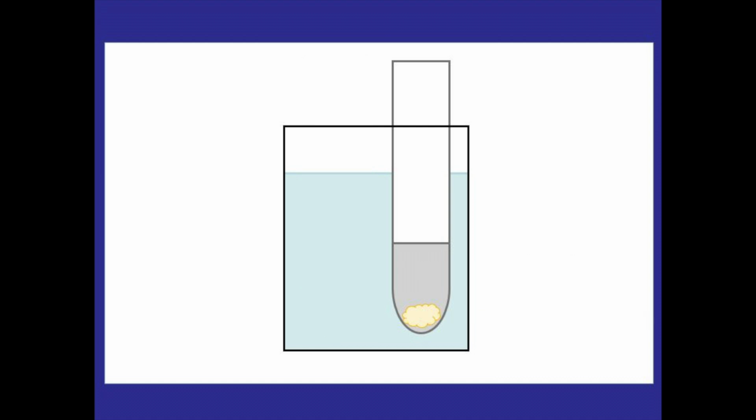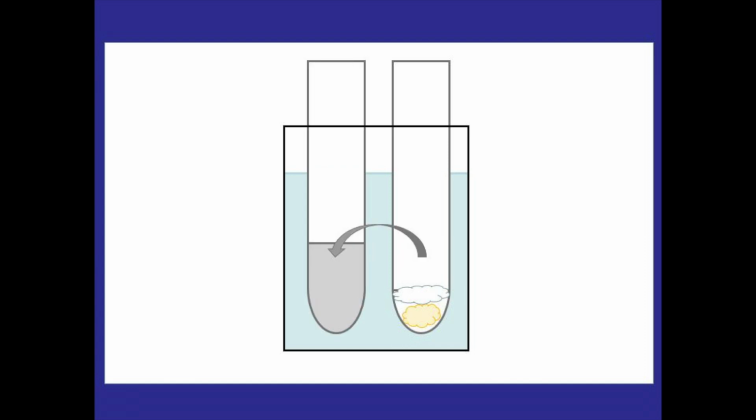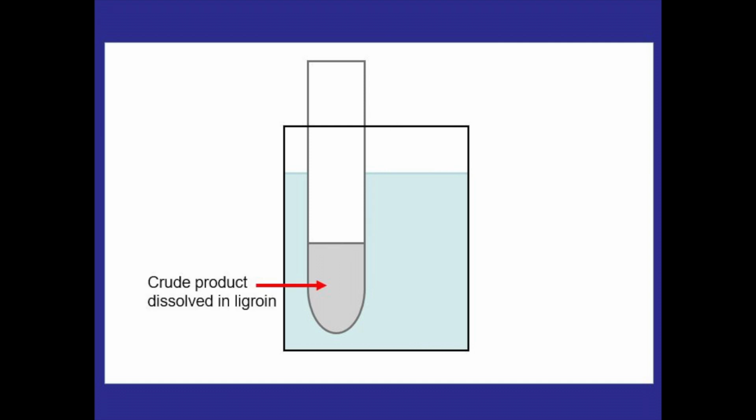From here, we can take a piece of cotton and put it in the test tube just on top of the contamination, then using a Pasteur pipette, start transferring the Lagrogne solution into a new clean test tube. The cotton will prevent the contamination from moving with the solution into the pipette, leaving the crude product dissolved in Lagrogne by itself, and then we can continue the recrystallization process like normal from here.